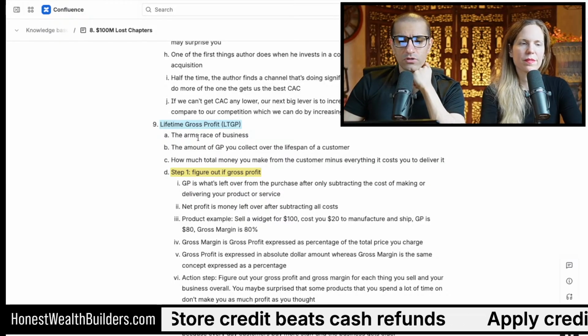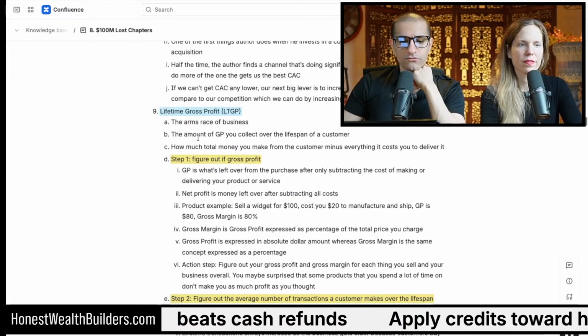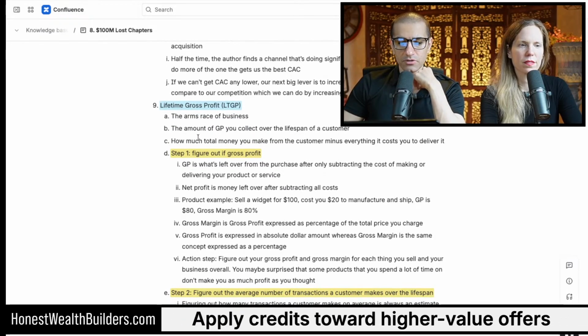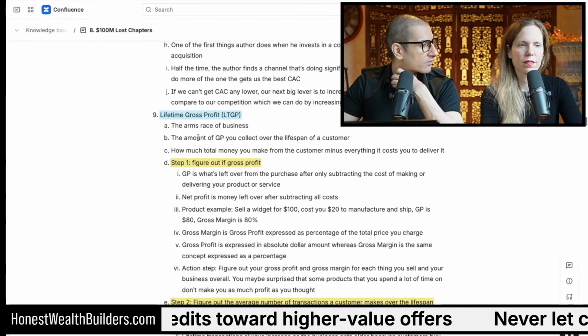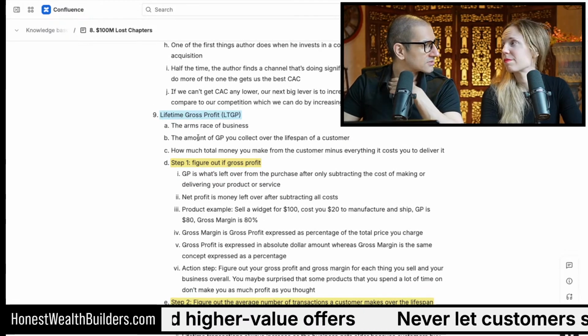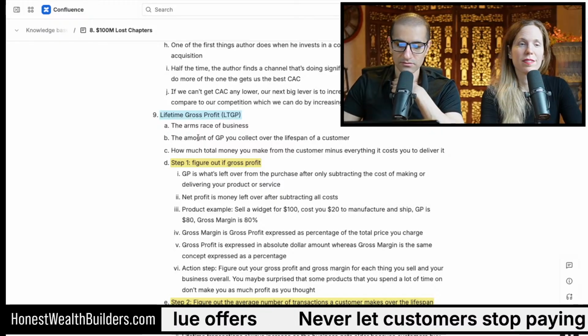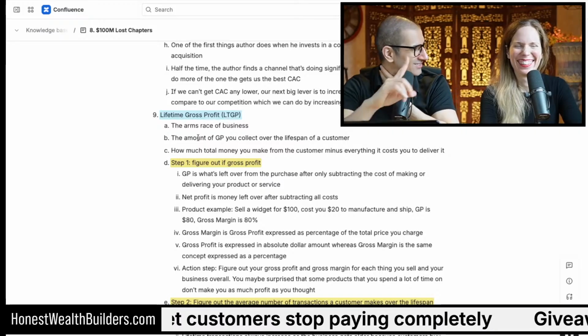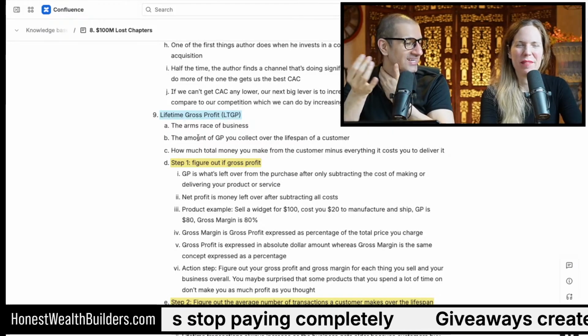LTGP: how much total money, the amount of gross profit you collect over the lifespan of a customer. What's the LTGP of a Starbucks customer? $1 million. What? One customer spends $1 million? No, that doesn't make any sense. I'm joking.